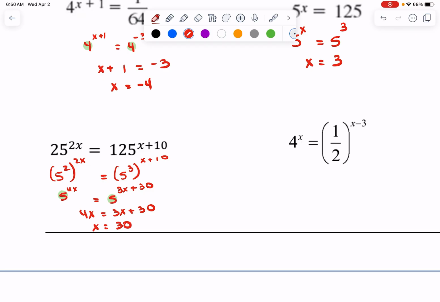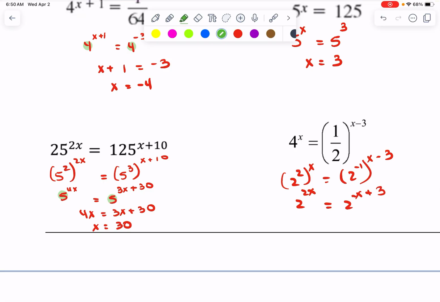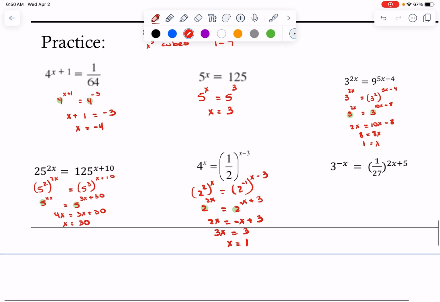Okay, the bases, we need to have them the same, so I'm going to change this one to 2 raised to the x and 2 to the -1, because they do need to be the same. So 2 to the 2x, 2 to the -x plus 3. Don't forget to distribute. Now that the bases are the same, we're going to go ahead and get 2x is equal to -x plus 3. Add, so we're going to get 3x is equal to 3. x is equal to 1.